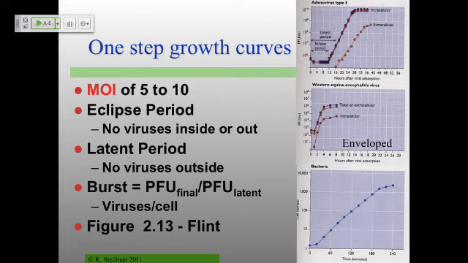Yes? What did PFU stand for? PFU, plaque-forming units. So infectious virus particles. I mentioned that before. Thanks for pointing that out.